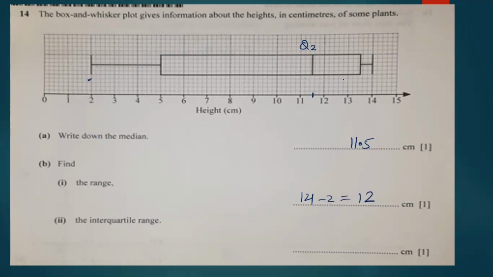The interquartile range is Q3 minus Q1. Your Q3 is 13.5 and your Q1 is 5. So it is 13.5 minus 5, which is 8.5 centimeters. Got it? These types of questions are asked in the examination, children.